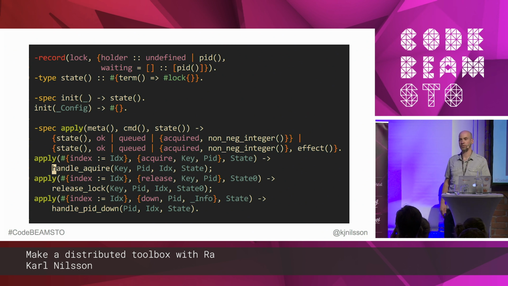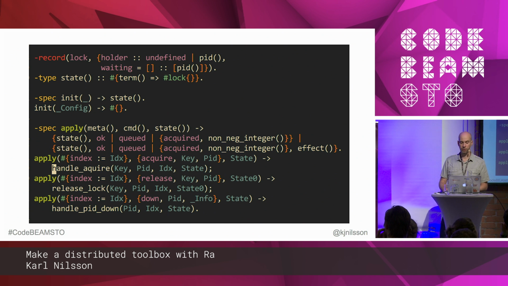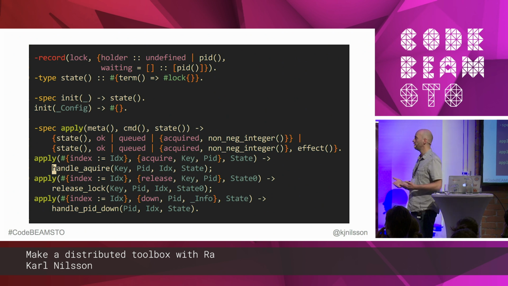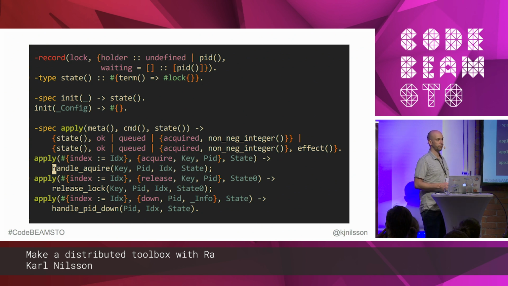I'm not going to go through the implementation. I'm sure you can imagine the implementation. It's not particularly difficult. The thing to note here is that the first argument is a map. It's a map of metadata around the log entry that's being applied, and it has the index in it, and we just grab the index and use that as the fencing token that we emit as part of our reply.